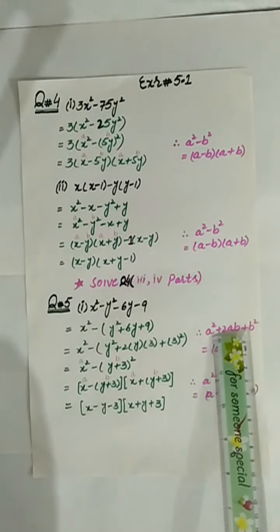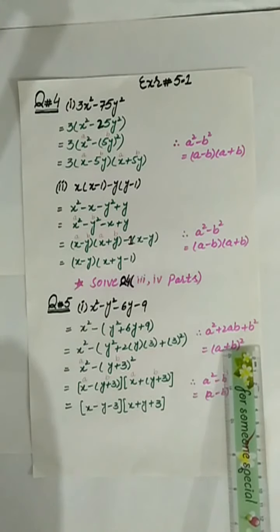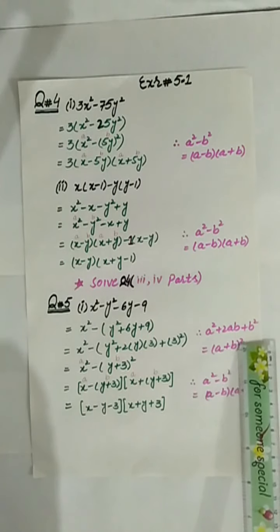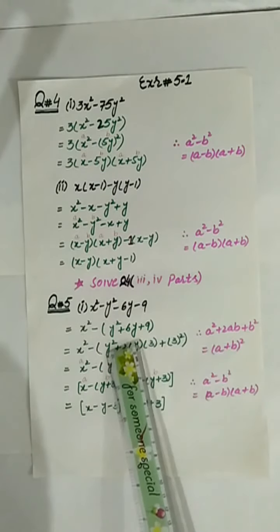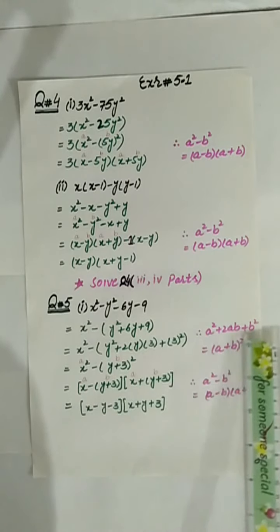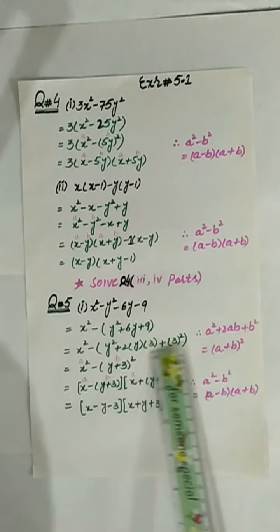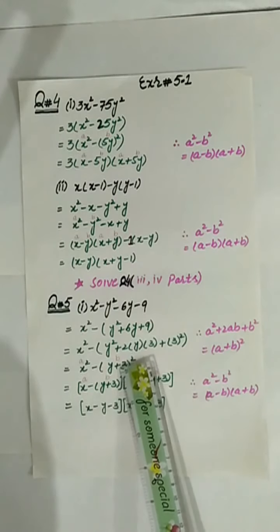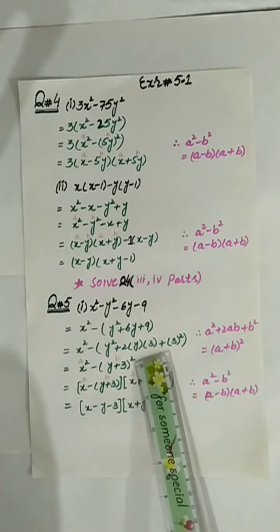Here 2ab is with a positive sign, so here we will use the formula of a plus b whole square. Then this is a according to this formula and this is b. So by using this formula we will write this expression as y plus 3, a plus b, meaning y plus 3 whole square.